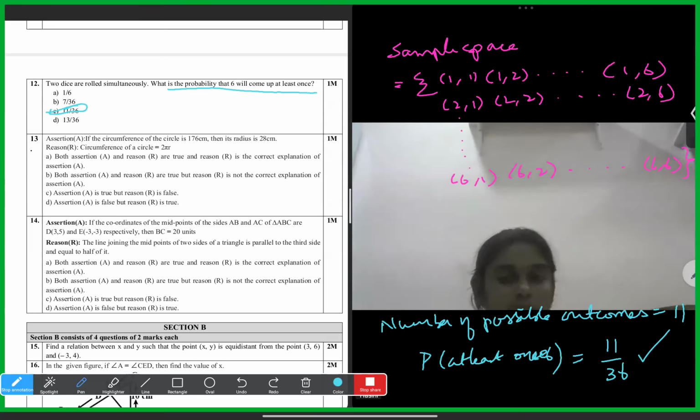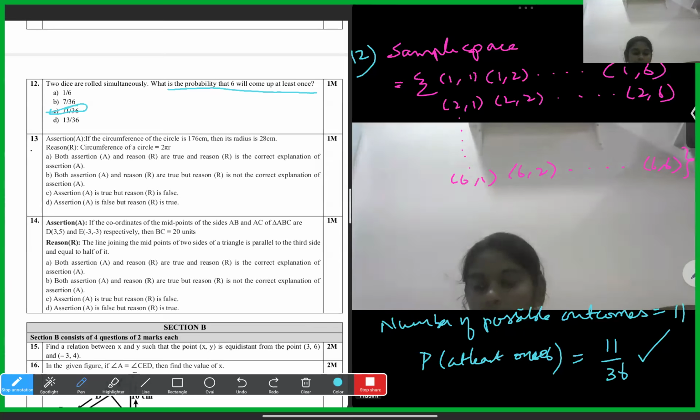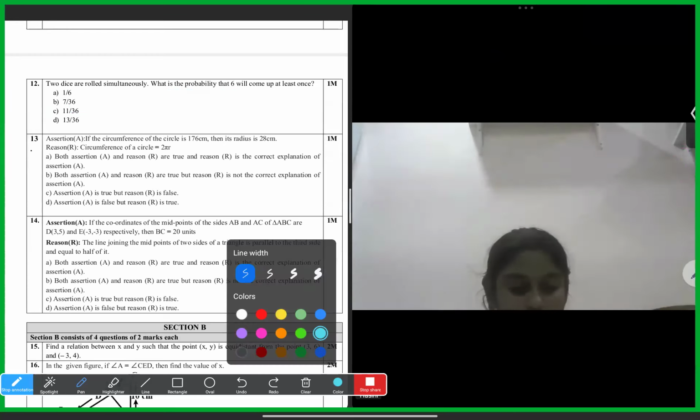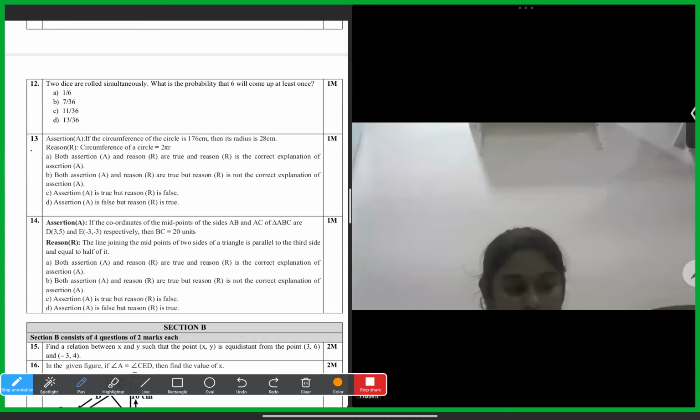Okay. The 13th one, Hasni. The number of possible outcomes, I think you understood it. Yes, sir. The 13th one, Hasni: if the circumference of a circle is 176 centimeter, then its radius is 28 centimeter, Hasni. This we can find out. So they said that the circumference, 13th question, assertion part, Hasni.